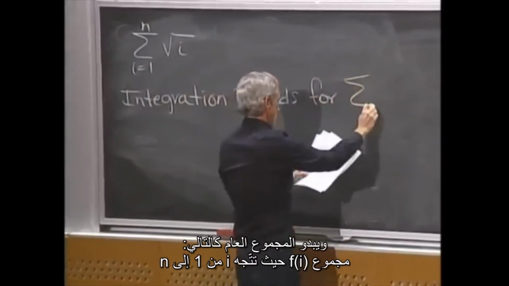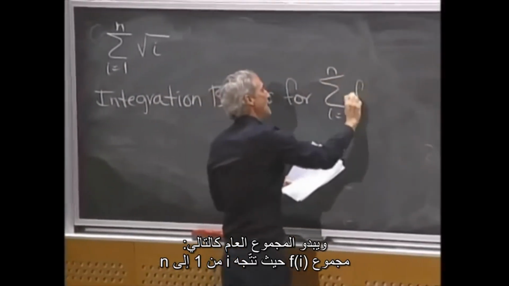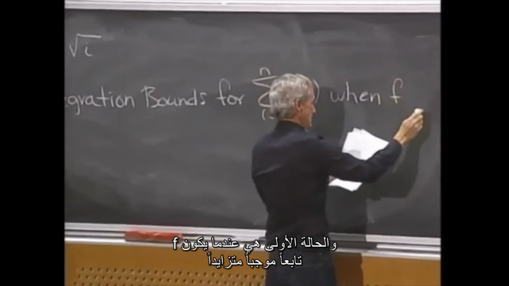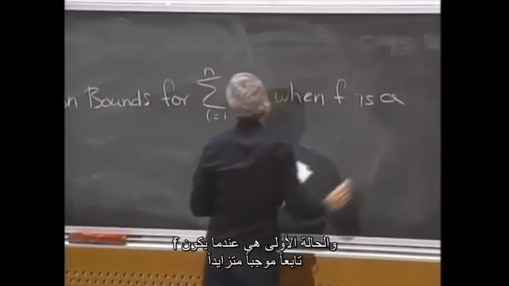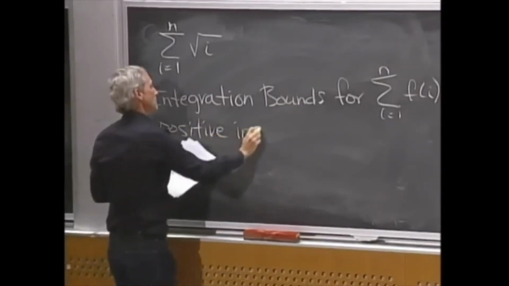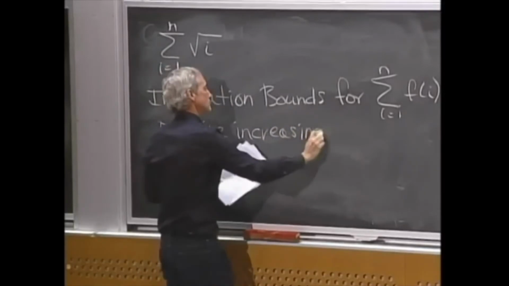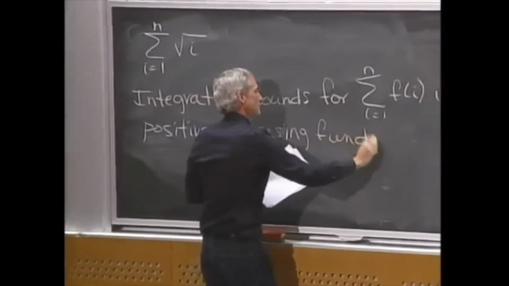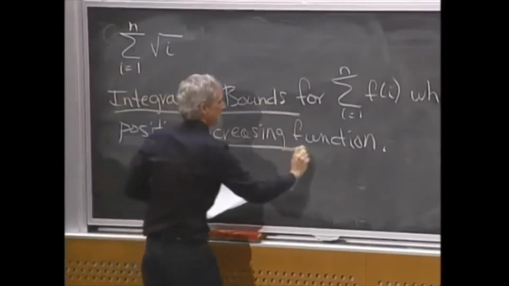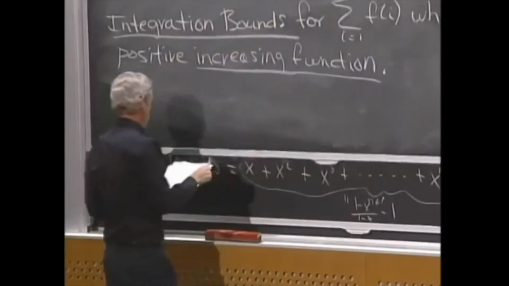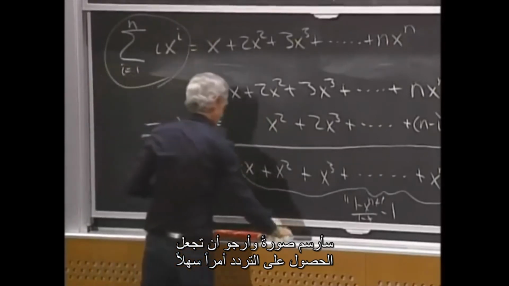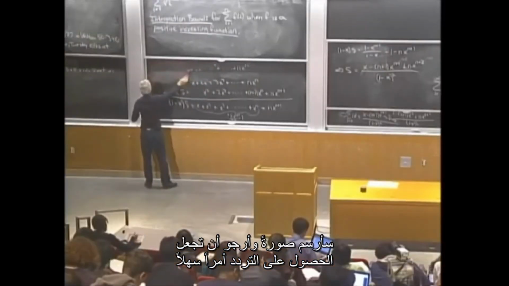And a general sum will look like this: the sum from I equals 1 to n of f of I. And the first case is when f is a positive increasing function, increasing in I. All right, integration bounds, and so we're increasing function. Let me draw a picture that'll hopefully make the bounds we're going to get pretty easy.